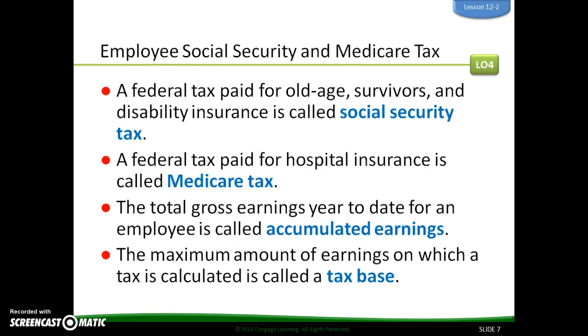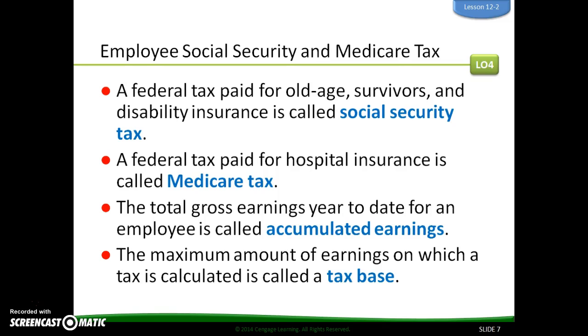Okay, so the next thing that's covered in this chapter is employee Social Security and Medicare tax. Now, the federal tax that is paid to folks that are old age, survivors, or disability is called Social Security tax. Then the federal tax that's paid for hospital insurance is the Medicare component.